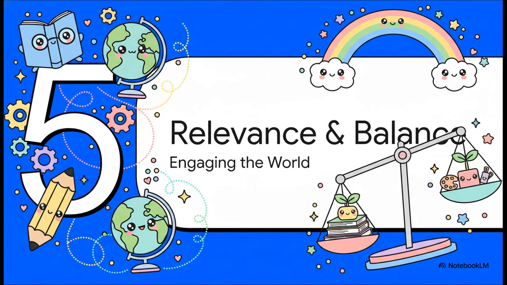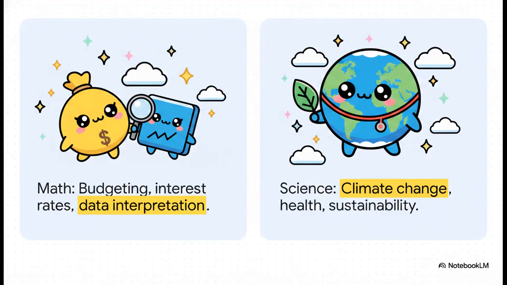Section 5. Relevance and balance. Engaging the real world. Bringing learning to life perfectly transitions us to our next structural keys. These two principles are the ultimate drivers for student motivation. Relevance means the content actually has to relate to students' lives and societal needs. If you teach math through budgeting, interest rates, or interpreting real-world data, their engagement absolutely skyrockets. Same for science. Teaching the mechanics of climate change, human health, or sustainability connects the classroom directly to the world outside their window. They learn it because they see why it matters today.